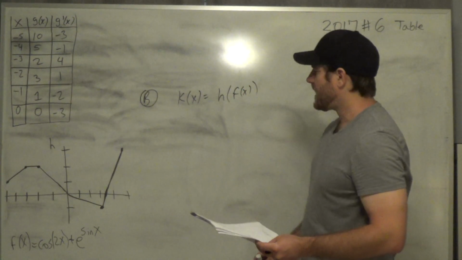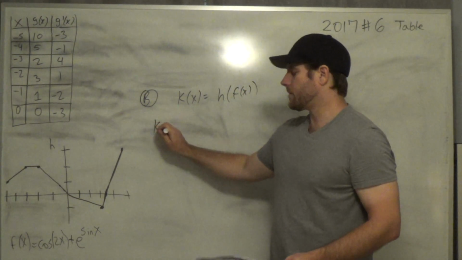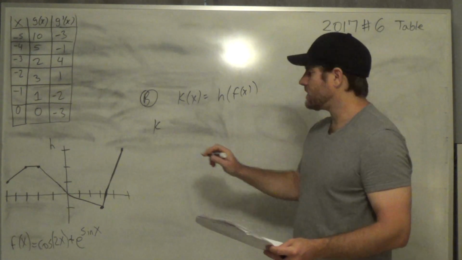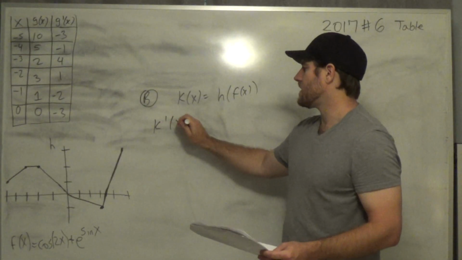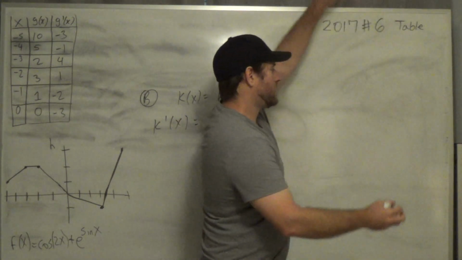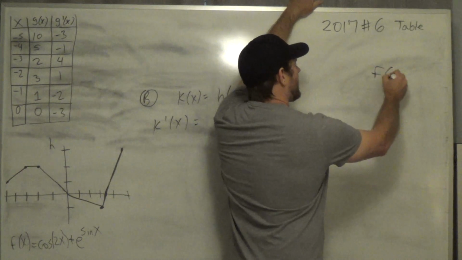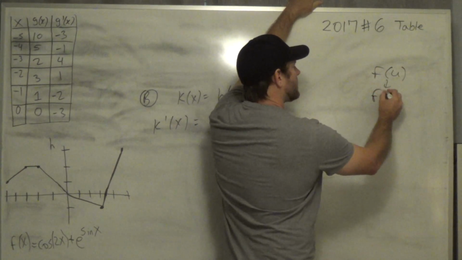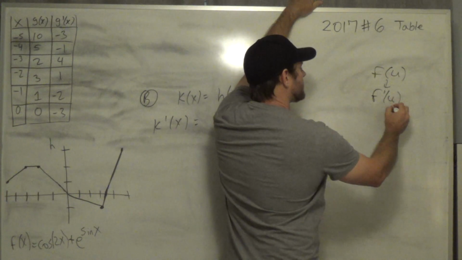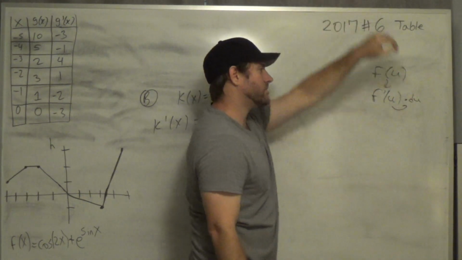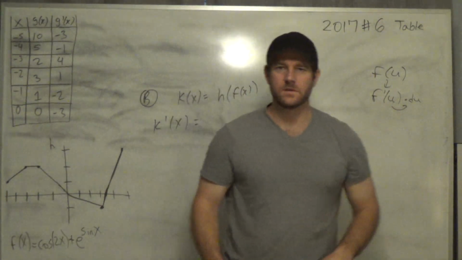And they want us to find k prime of pi. Before we can find k prime of pi, we need to find k prime of x. And this is the old f of u question. If you have f of u and you want the derivative, it's f prime of u times chain, the derivative of u. So it's the big old f of u derivative here.